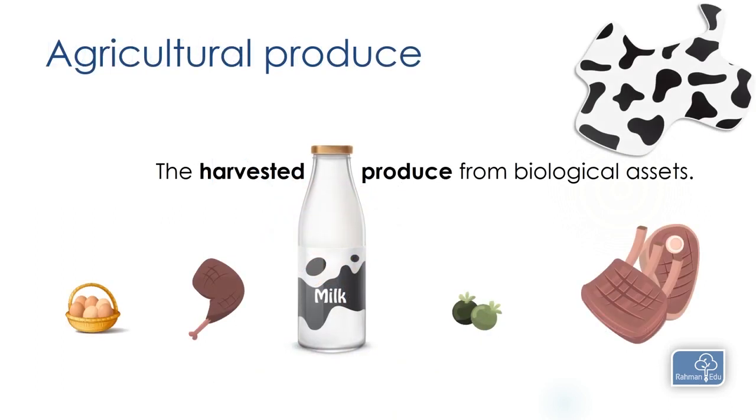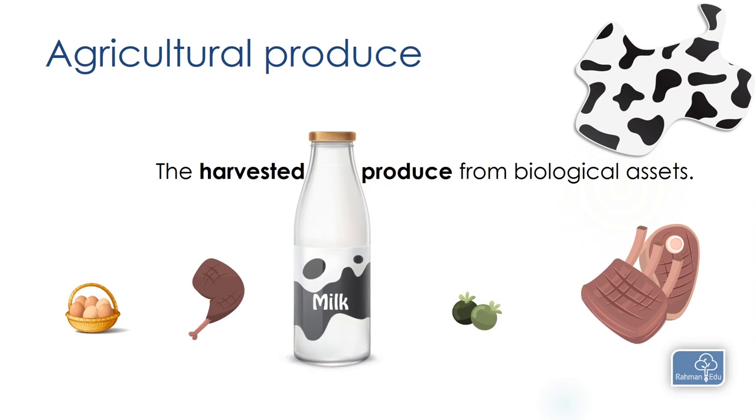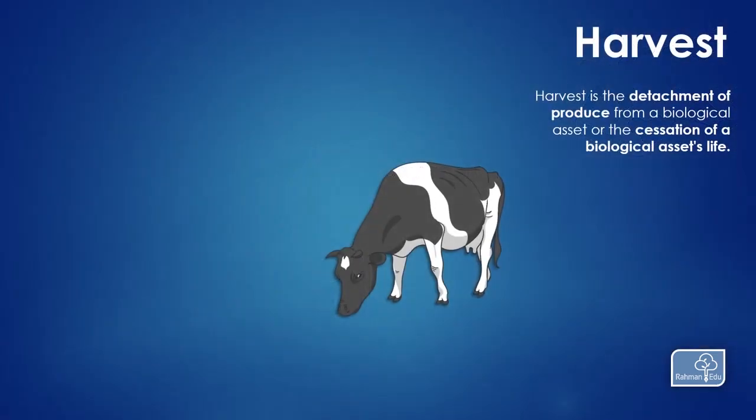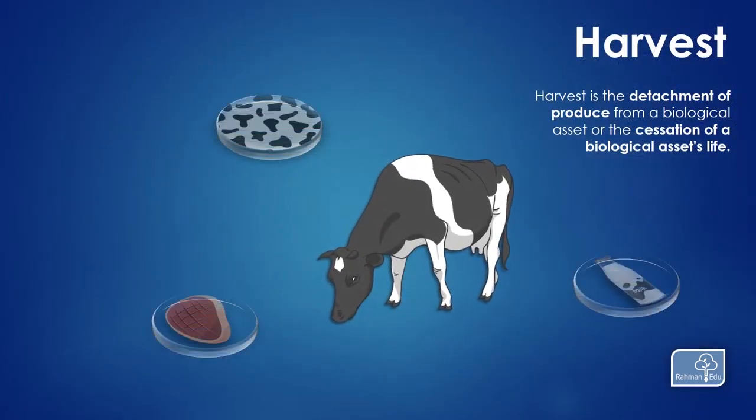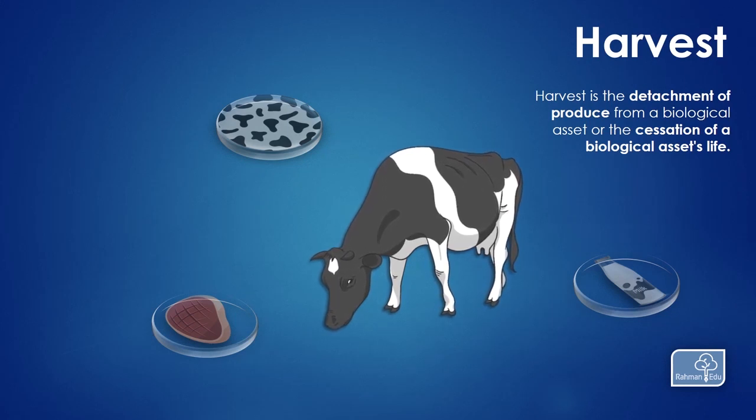The next thing that you need to understand is what is an agricultural produce. An agricultural produce is the harvested produce from a biological asset, such as milk, meat, eggs, etc. And what is a harvest? Harvest is the process of detachment of produce from a biological asset or the end of the biological asset's life. You take out milk from this cow, that process is harvest. All right, we will do that later.